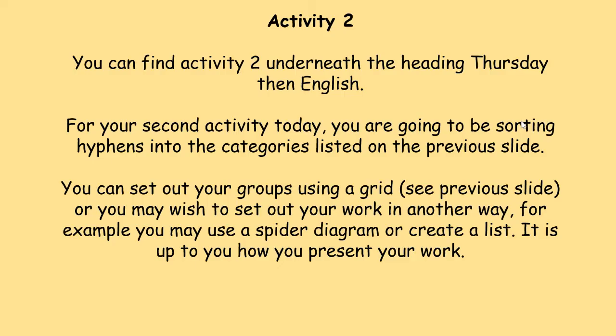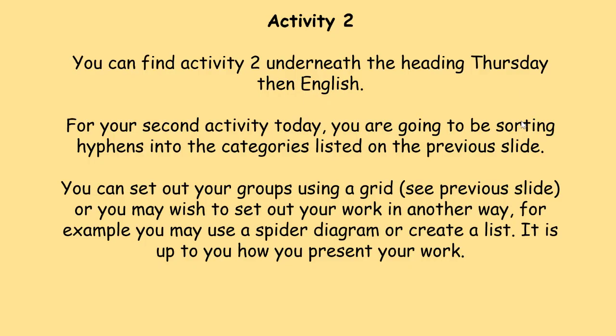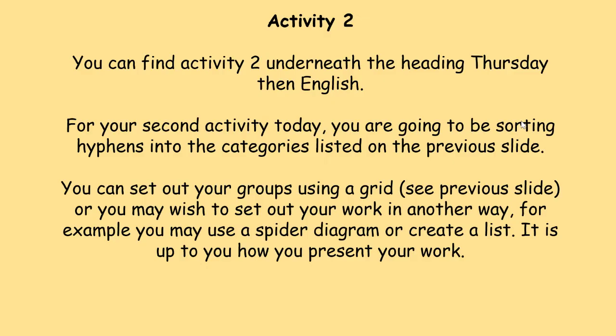So for your second activity today, which again can be found under the heading Thursday then English, you're going to be sorting hyphens into the categories listed on this slide. You can set out your groups using a grid, like I did, or you may wish to set out your work in another way. For example, it could be a spider diagram, you could create a list, you might practice using your colons and your semicolons then. It's up to you how you present your work, but it needs to be sorted into a number category, compound noun, prefix, and compound adjective. Again, if you've got any questions, you can get in touch, and I'd also love to see some photos of this activity as well.